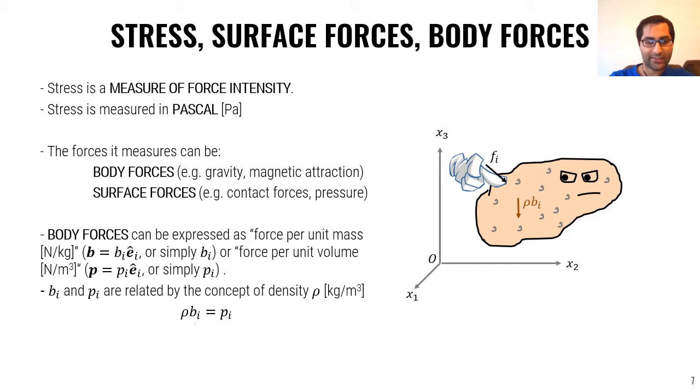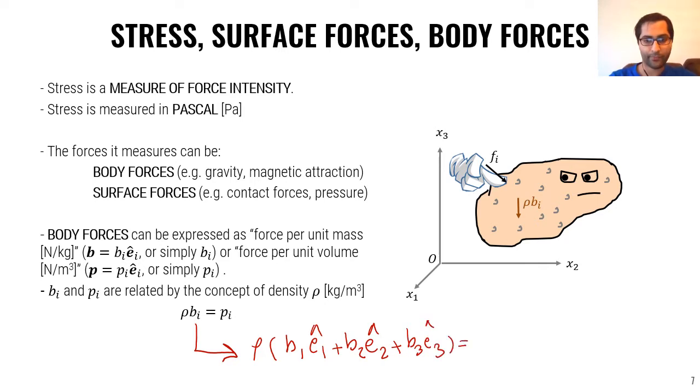Let's expand this equation. We get rho (B1 e1 + B2 e2 + B3 e3) equal to P1 e1 + P2 e2 + P3 e3.